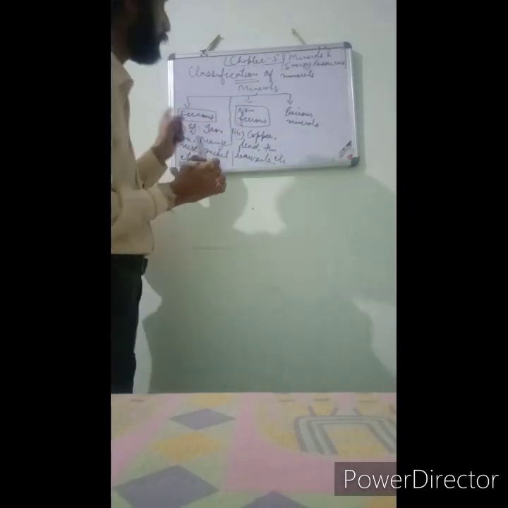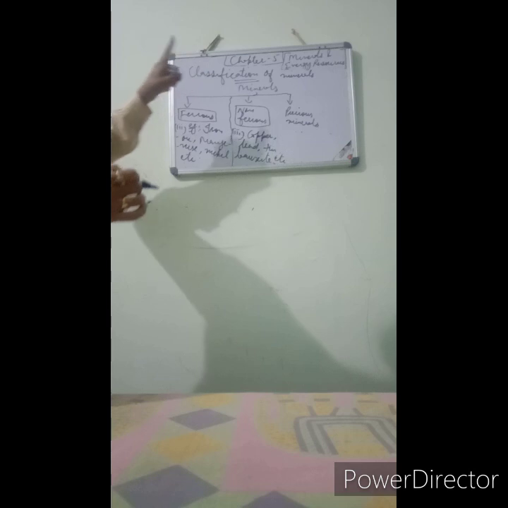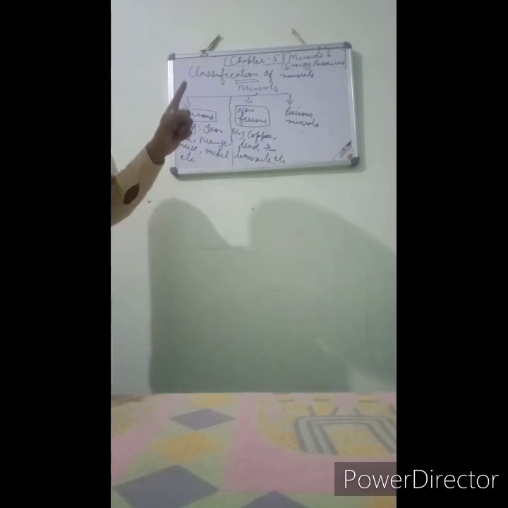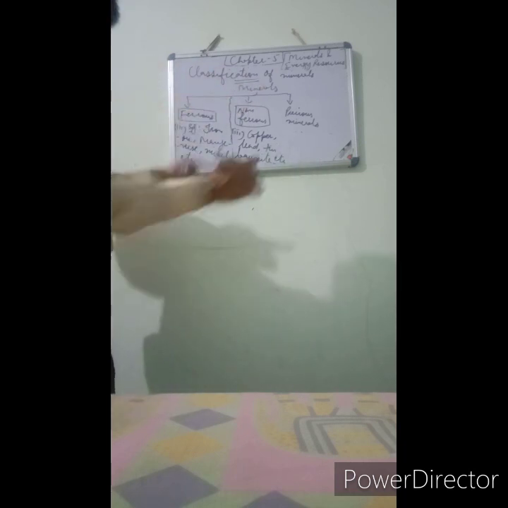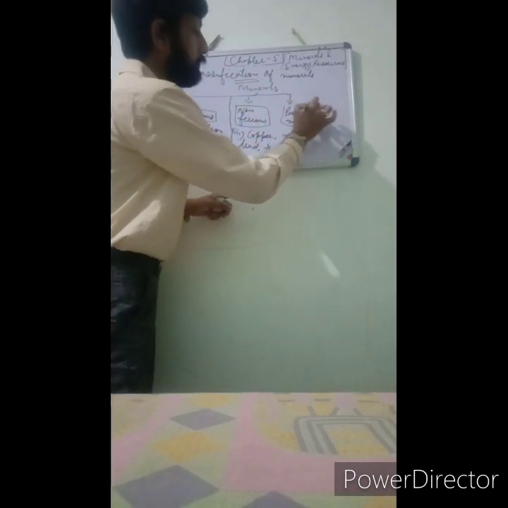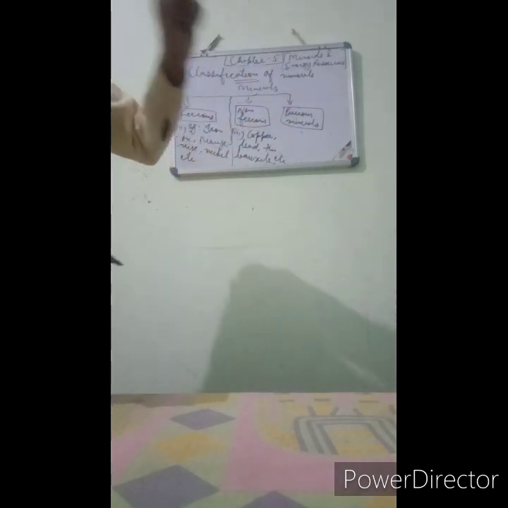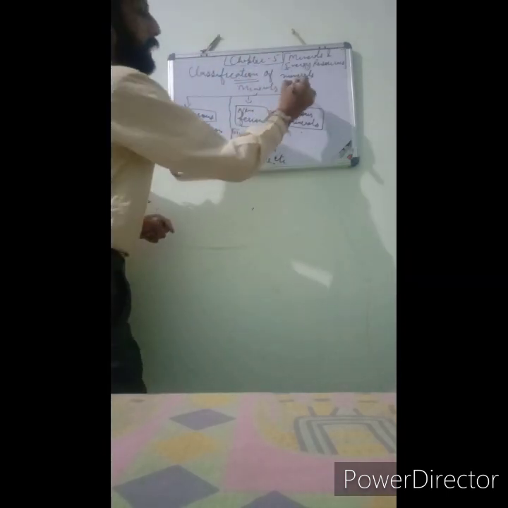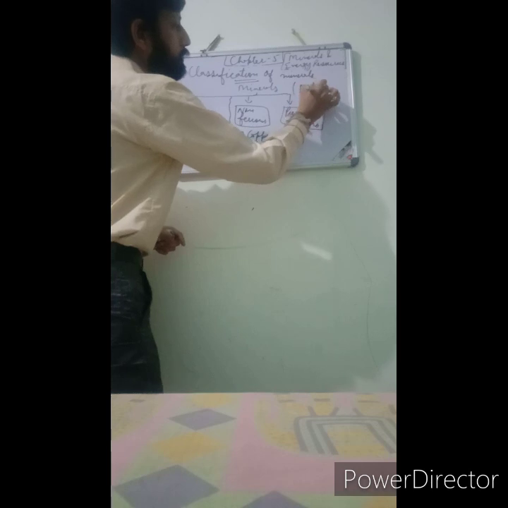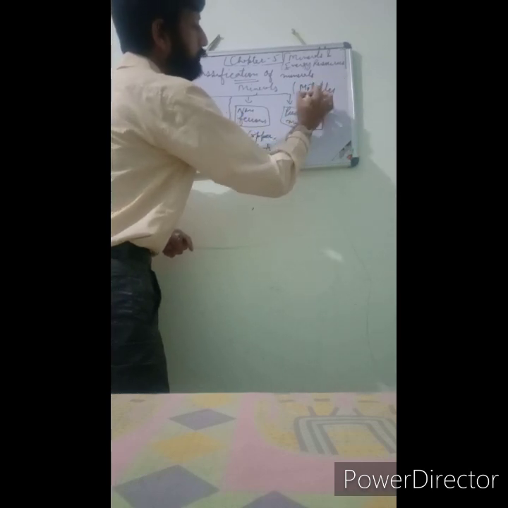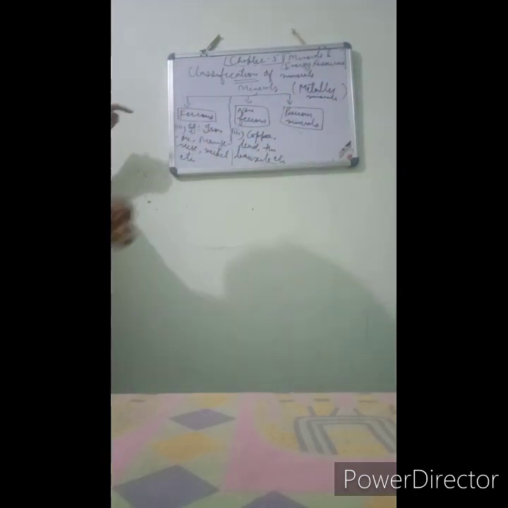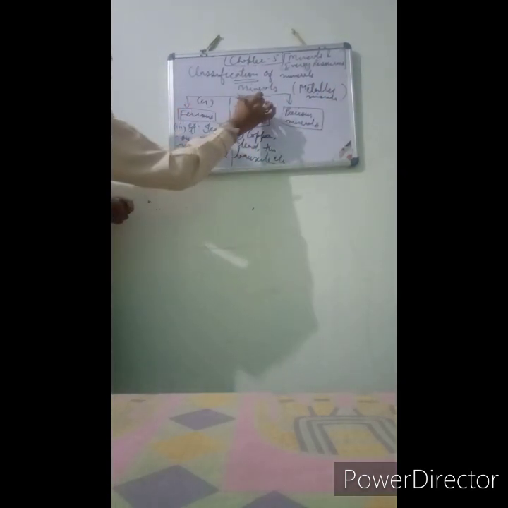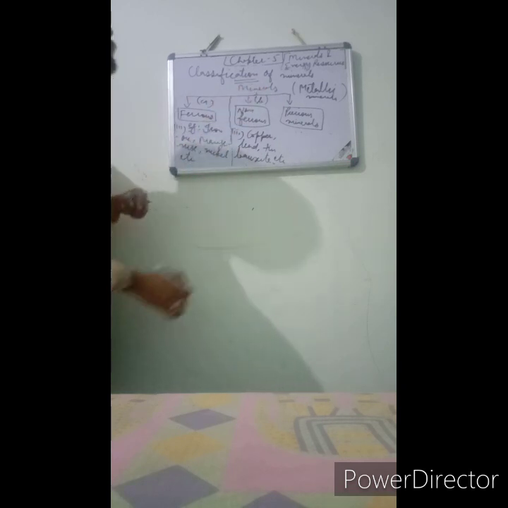Okay, students, so these were the differences between ferrous and non-ferrous minerals. Now, one thing more about minerals. These 3 types of minerals, ferrous, non-ferrous and precious, are all examples of metallic minerals. The first part is ferrous minerals, A. The second type is non-ferrous minerals, B, and the third type is precious minerals.